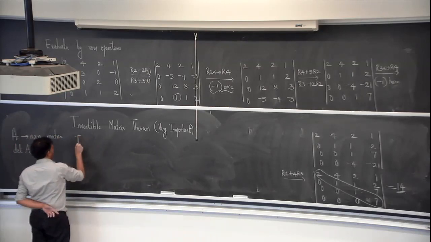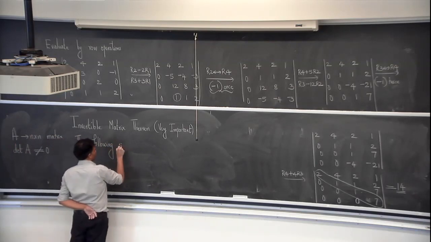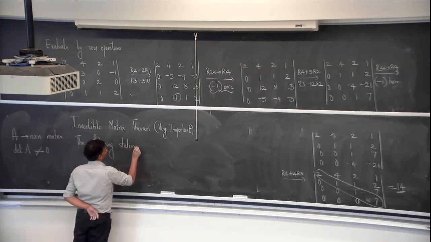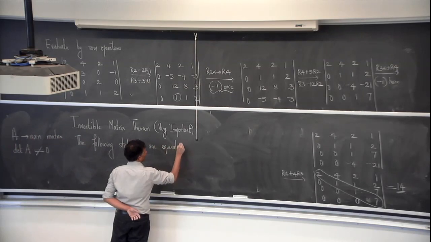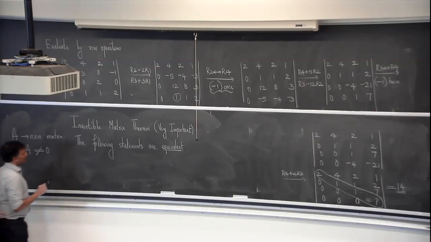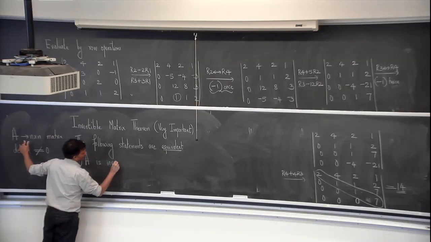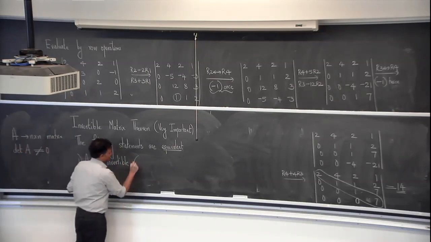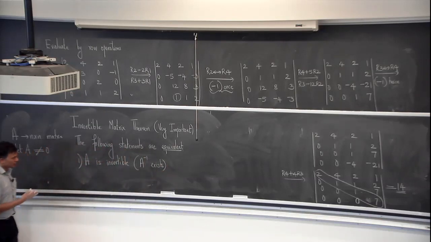The following statements are all true or all false. So the way to write this is: the following statements are equivalent. The word equivalent in math means that if one of them is true, everything else is true. Statement 1, the matrix A is invertible, which means that A inverse exists. So that's a good thing to check before you start wasting your time with a 5 by 5 matrix, for example. Find the determinant, make sure it's not equal to 0.